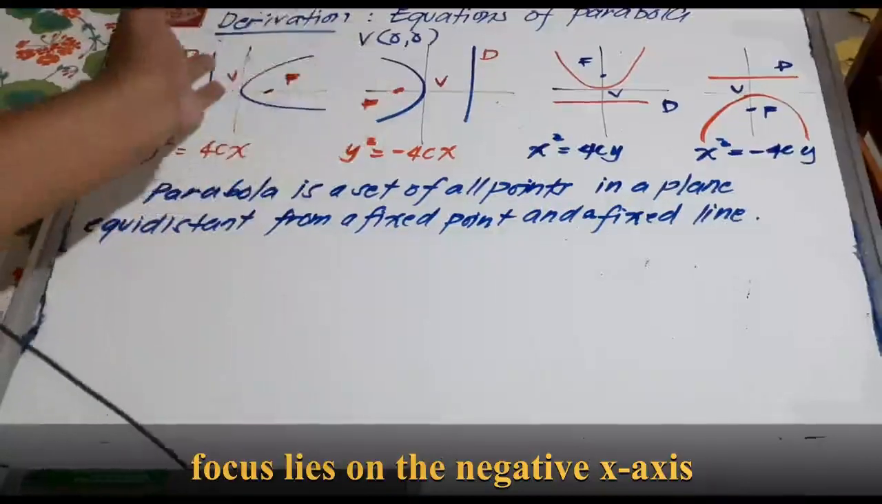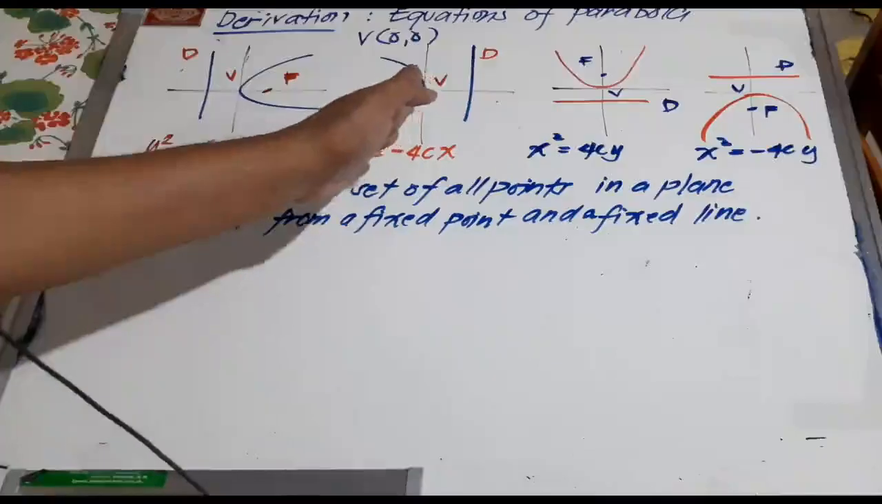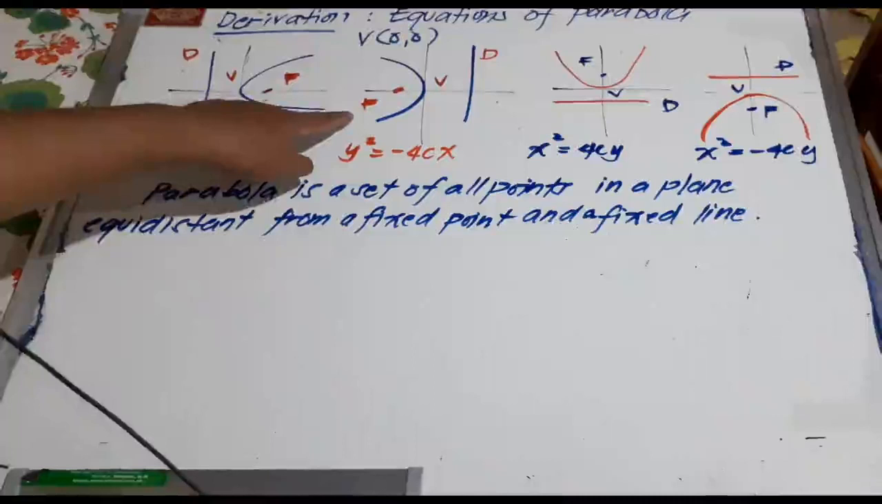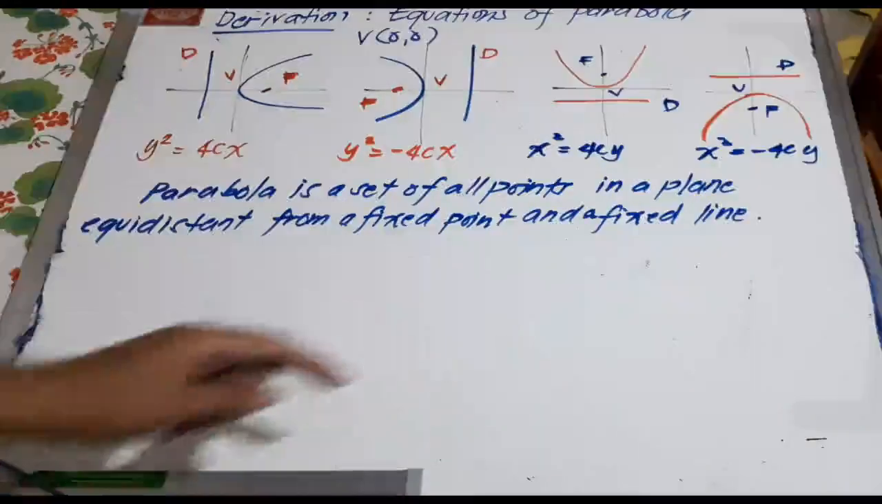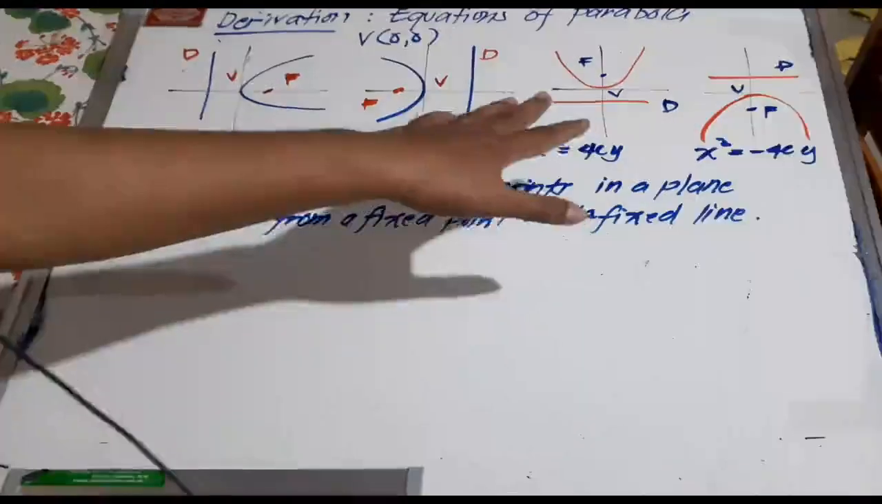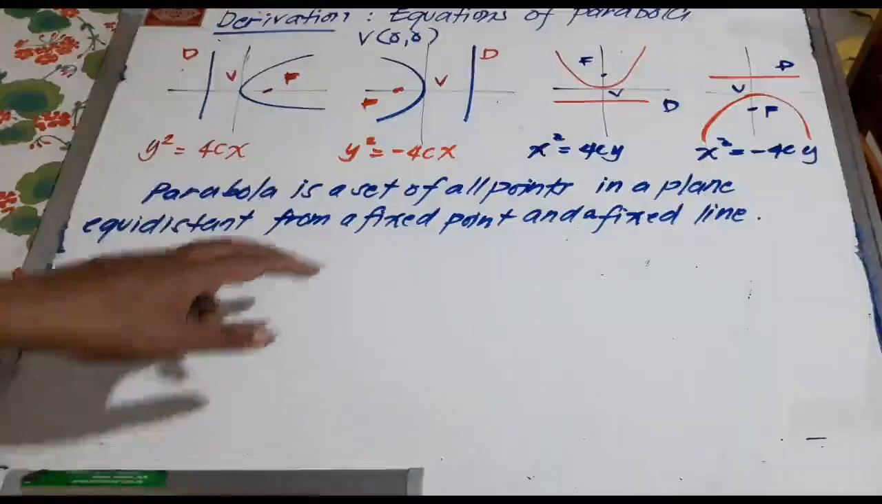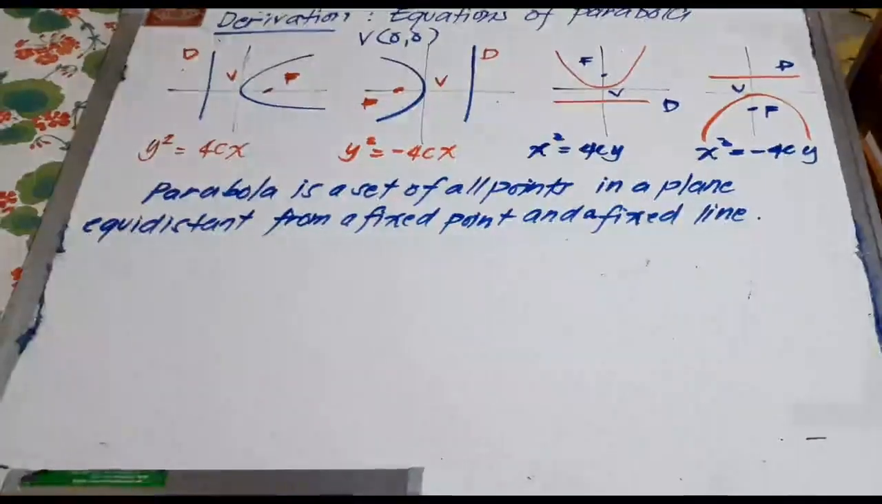The focus is along the negative x-axis. Vertex at the origin, the directrix is located on the right side of the y-axis, and the curve opens to the left. The other two equations, x squared equals 4cy and x squared equals negative 4cy, both of these equations have x as the second degree, and this one, the curve opens upward, and the other one, the parabola, opens downward. Okay? Now, how are we going to derive the equation of a parabola?